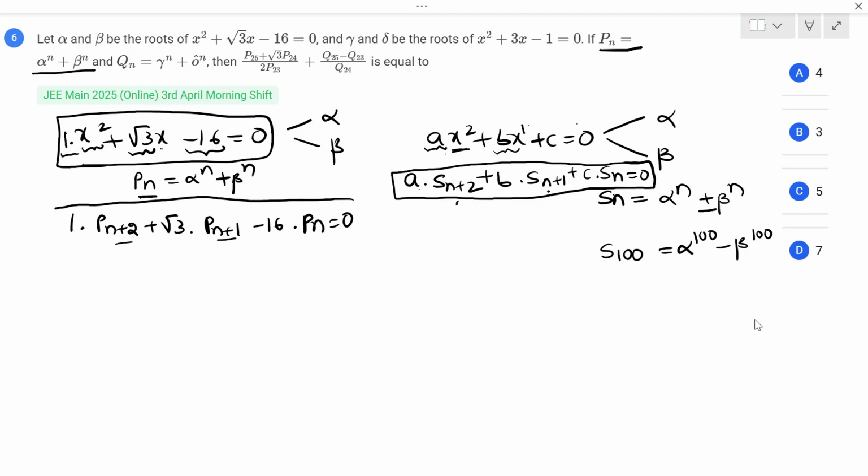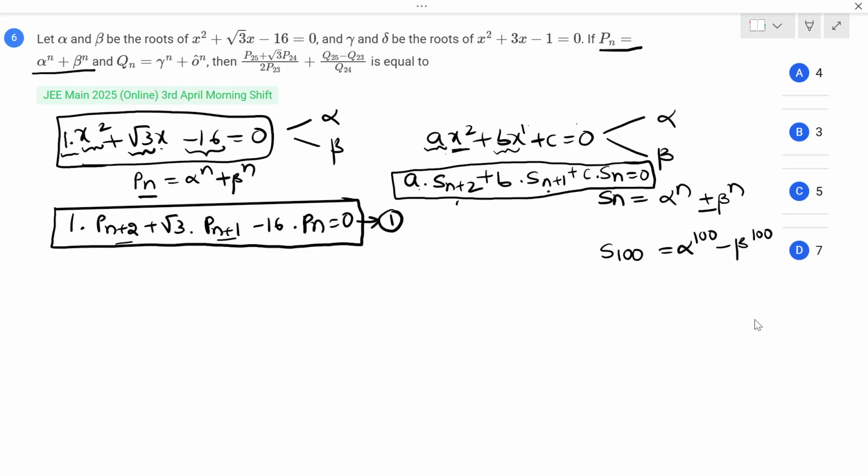This is the Newton's formula for quadratic equation 1. Let us say it is equation 1. Now take the quadratic equation 2, that is x square plus 3x minus 1 is equal to 0. What are the roots of this? Gamma and delta. He has clearly given gamma and delta. So this is gamma, this is delta.